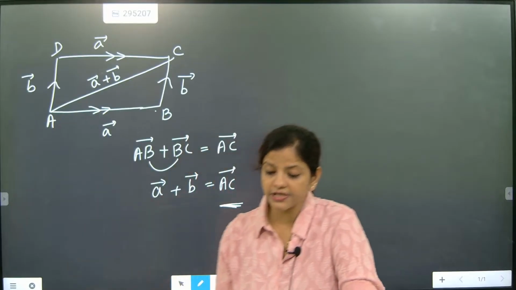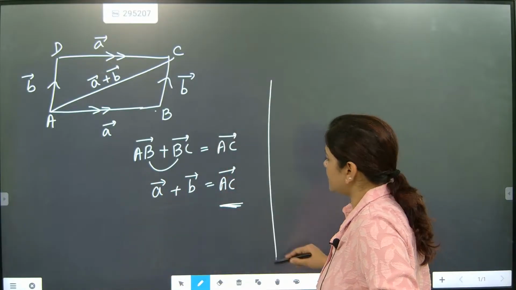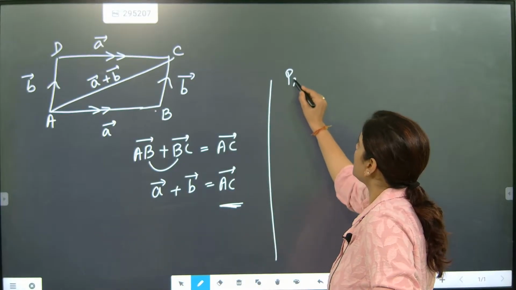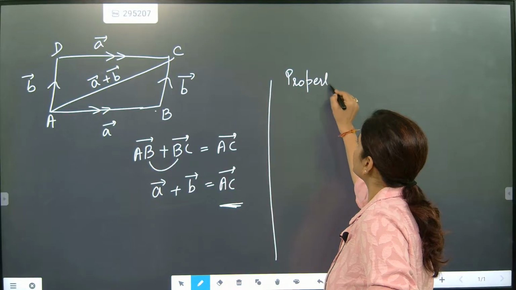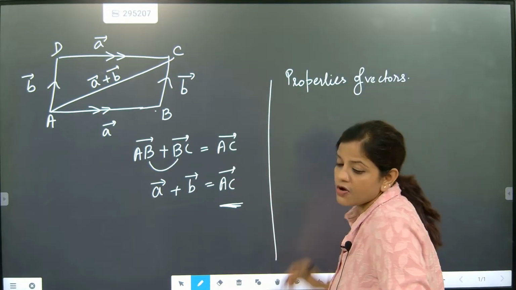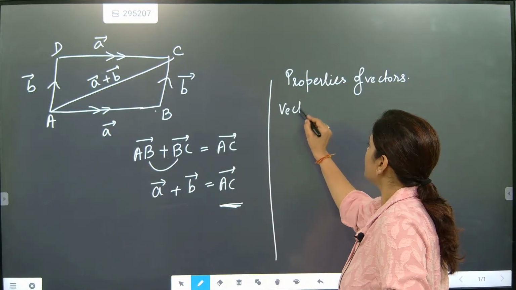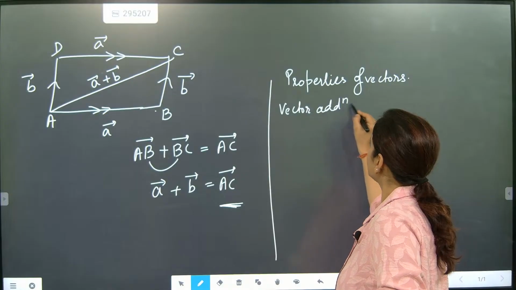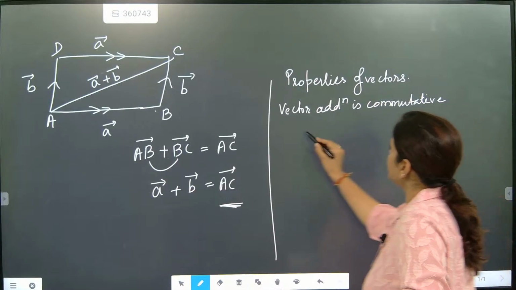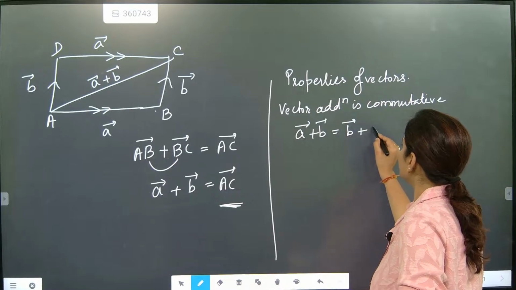Now in addition sections, there are certain properties of vectors that must be satisfied. If somebody asks you about the properties of vectors, just check this out. What are the properties of vectors? First, vector addition is commutative. Vector addition is commutative, which means A vector plus B vector will be equal to B vector plus A vector.